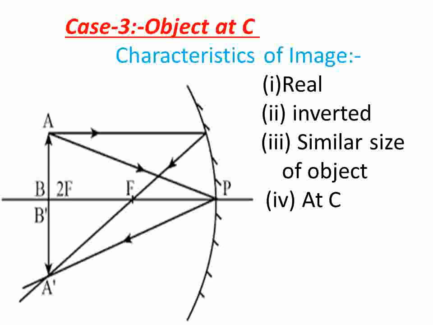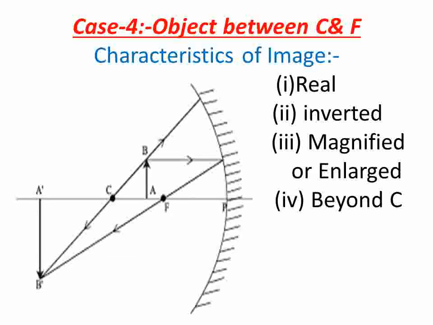Characteristics of image. Number 1, real. Real image is due to real intersection of the light rays. Real image is always inverted. Point 3, similar size to the object. Point 4, location at center of curvature C.